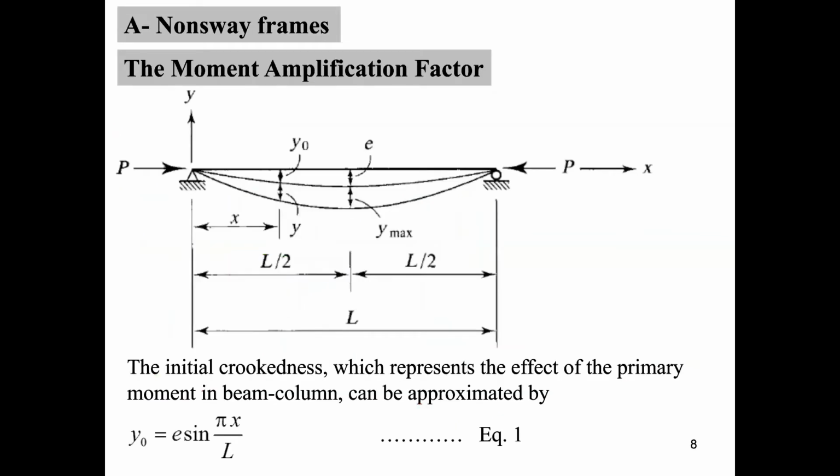The philosophy being used by the AISC to account for secondary moments is the use of amplification factors. These factors should be multiplied by the primary moments obtained from first-order analyses. Now let's jump into the moment amplification factor for non-sway frames and consider a structural member with initial crookedness or deflection and subjected to an axial compressive force P.